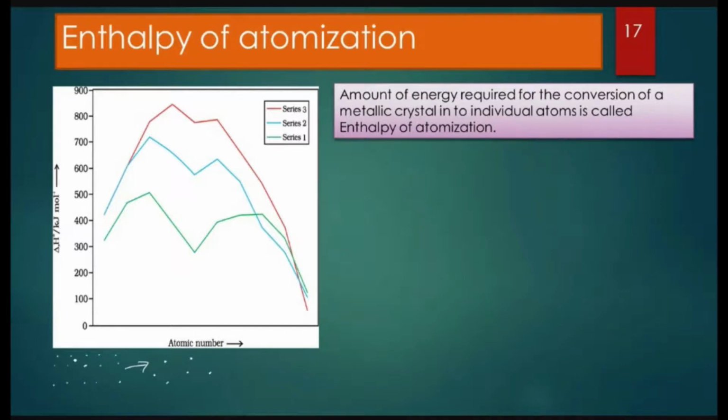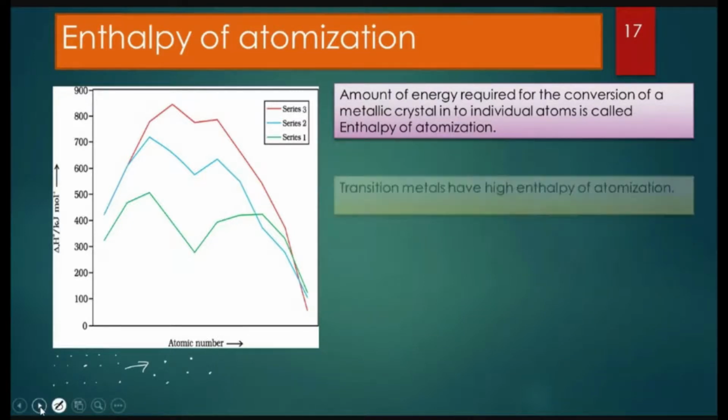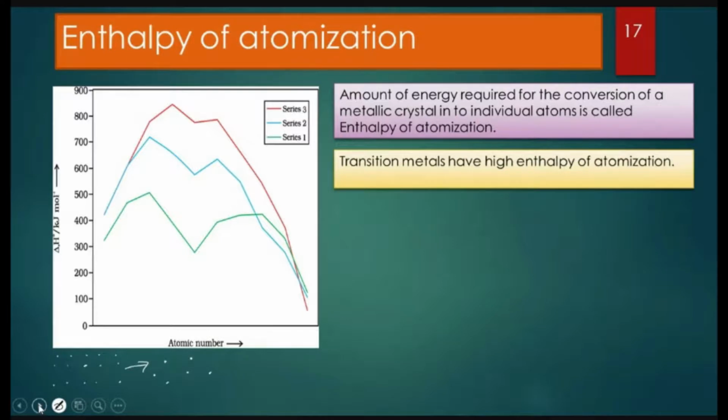So here we have a metallic crystal. In order to break up this metallic crystal into individual atoms, what is the amount of energy required? That's what the statement says. The amount of energy required for the conversion of a metallic crystal into individual atoms is called enthalpy of atomization. So here the transition metals have high enthalpy of atomization.